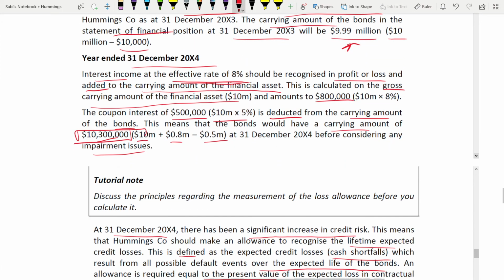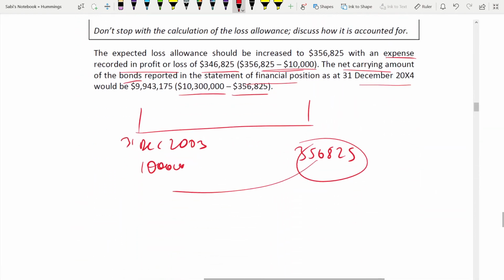Because even though that 12-month expected credit loss was there of 10,000, because it is at stage 1 impairment, you don't take it here in the carrying amount, right? You just take the effective interest, add and minus coupon interest and get 10.3 million. From that you deduct this loss.